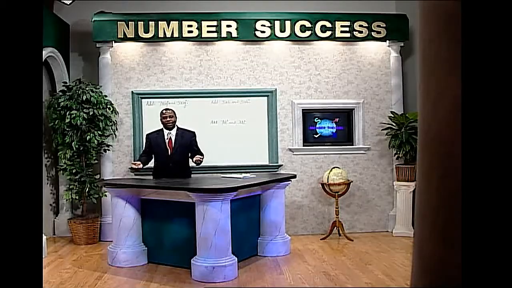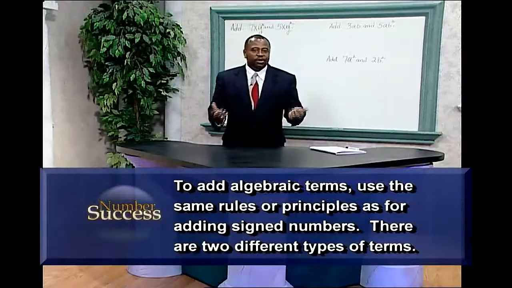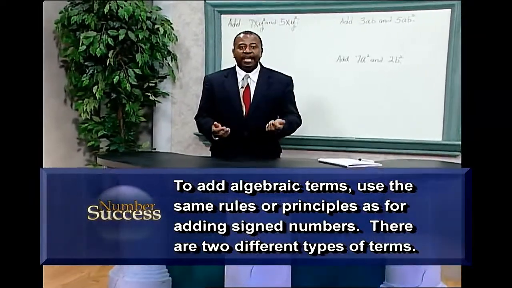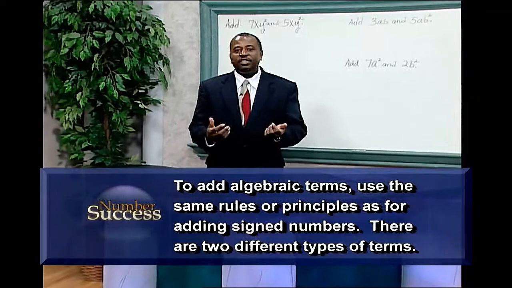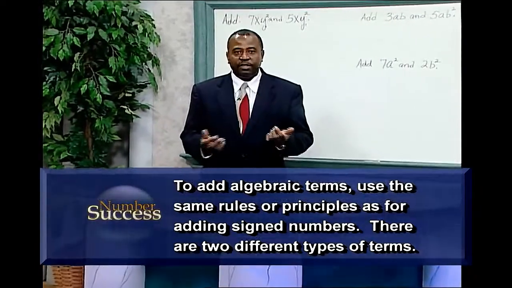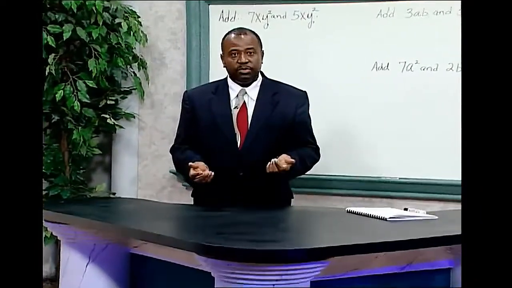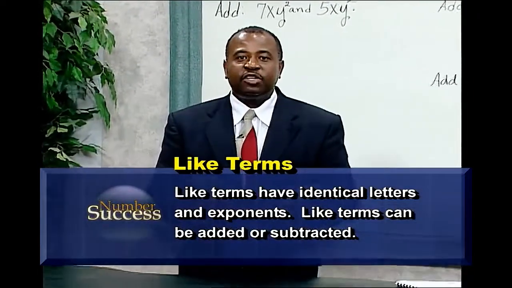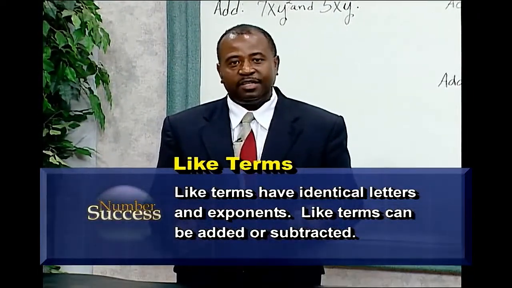Adding algebraic terms. To add algebraic terms, use the same rules or principles as for adding signed numbers. There are two different types of terms, like terms and unlike terms. Like terms have identical letters and exponents. Like terms can be added or subtracted.